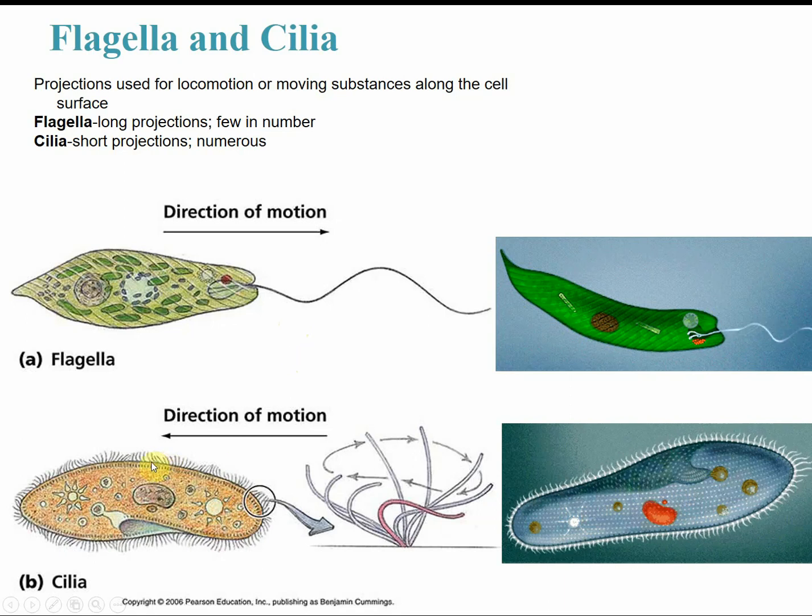Cilia are more numerous, short projections, kind of like little short hairs. Flagella are more for helping a cell swim through a fluid. The cilia are more for helping fluid move around the cell. An example in humans, our respiratory tract is lined with cilia. It's going to help to sweep and propel mucus up and out of the respiratory tract.